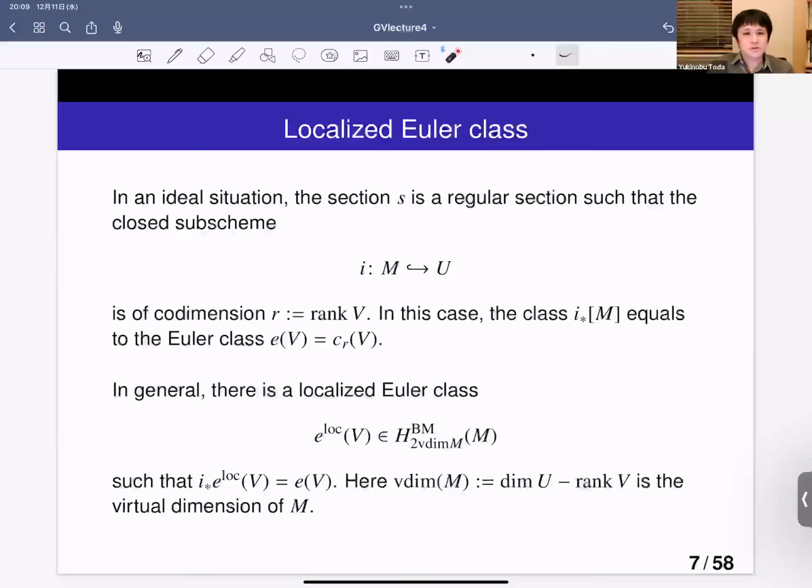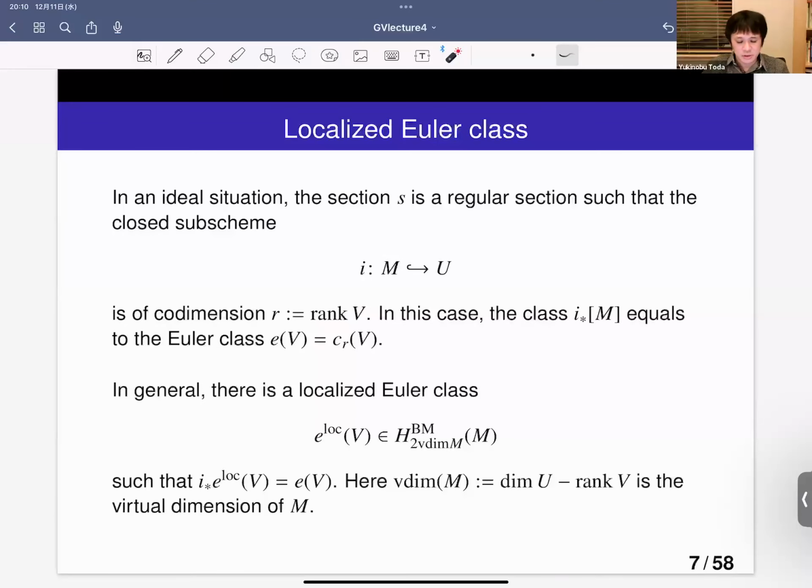And in that situation, if the section is regular, this means that the codimension of S is the same as the rank of the vector bundle V. Anyway, the regular section means that the closed subscheme has codimension r. So this is the definition of the regular section. And in this case, if you take the push forward of the usual fundamental class of M to here, then this class equals the usual Euler class. So this is more or less the definition of the Euler class.